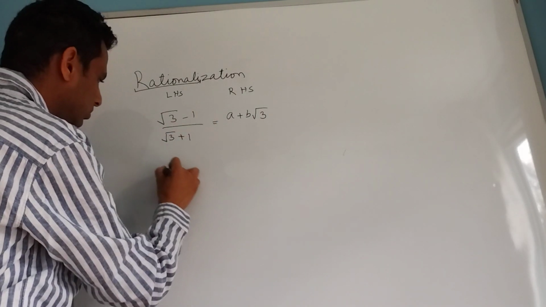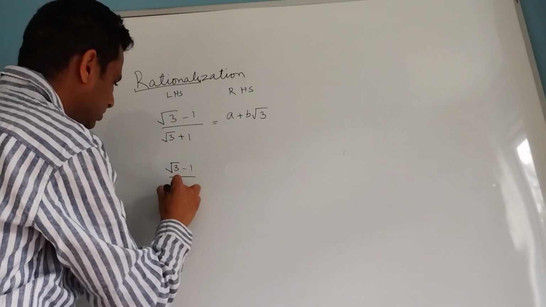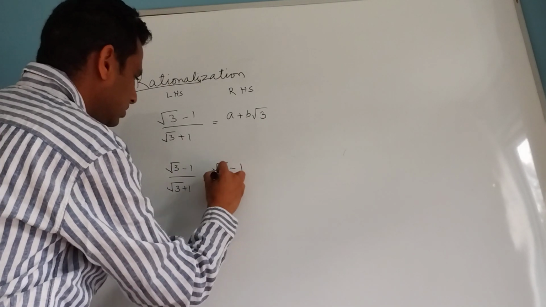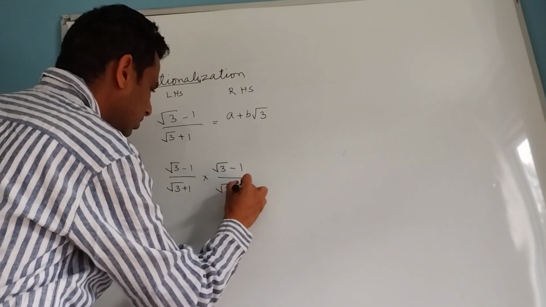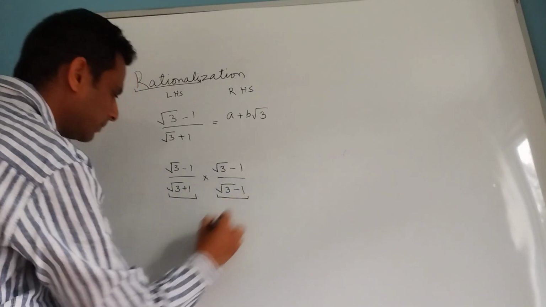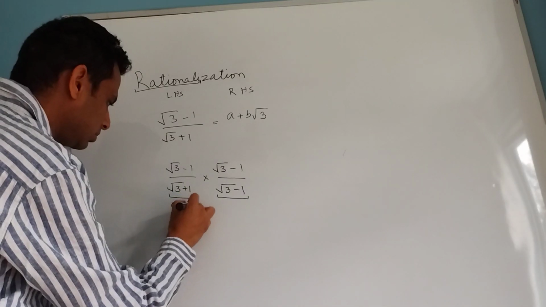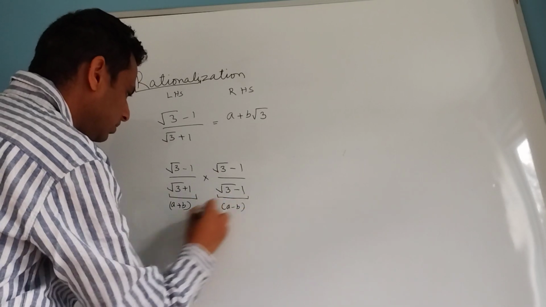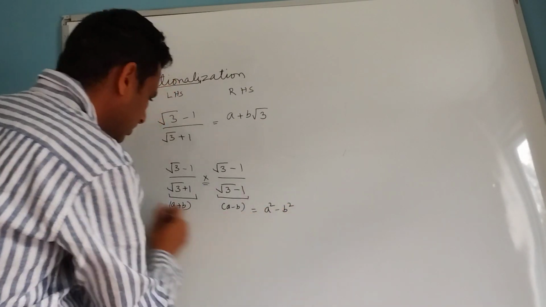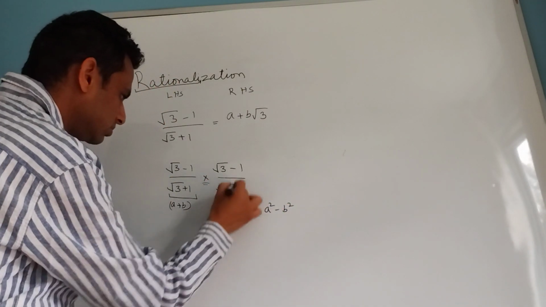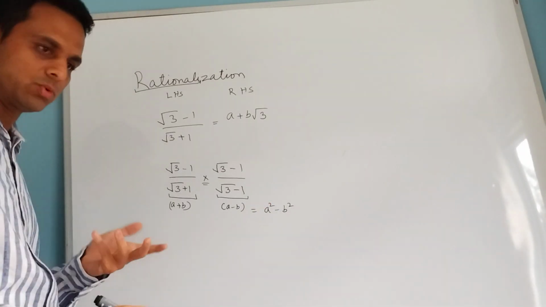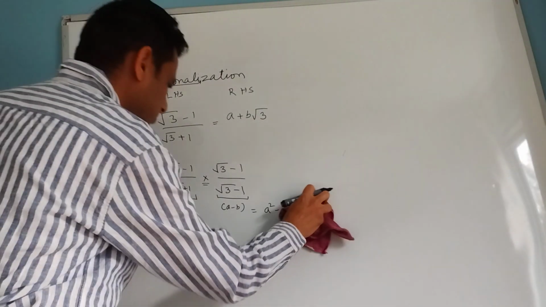So this fraction can be written as, our old friend, because root 3 plus root 1 and root 3 minus root 1 would actually mean a plus b times a minus b. After multiplication, it will eventually turn out to be a squared minus b squared, and after doing a square of root 3, this root 3 goes away and square of 1 or b remains as 1. So let's see what does it become.